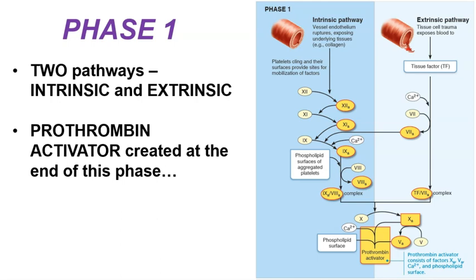The extrinsic pathway is named for the fact that clot formation is started by damaged tissues that are located outside of the blood vessel. Damaged tissues will release a substance called tissue factor, which activates the extrinsic pathway when blood is exposed to that tissue factor. So at the end of phase 1, a substance called prothrombin activator is created, regardless of which pathway, the intrinsic or the extrinsic pathway, is involved. Typically, both pathways are involved.